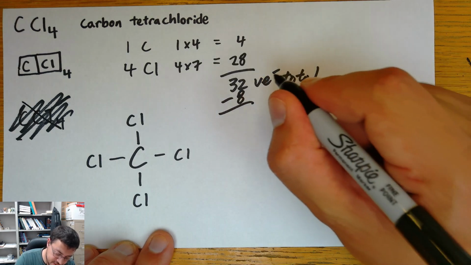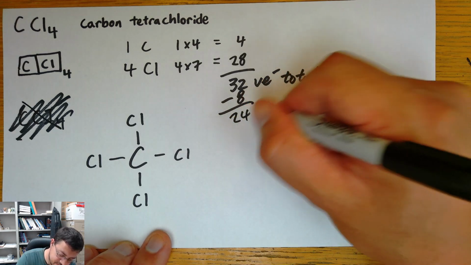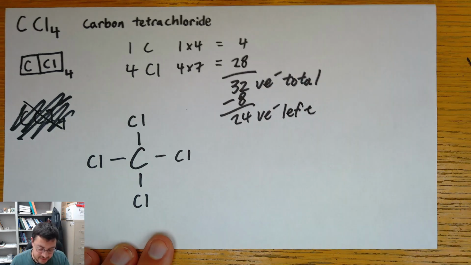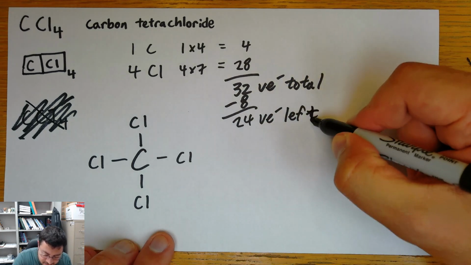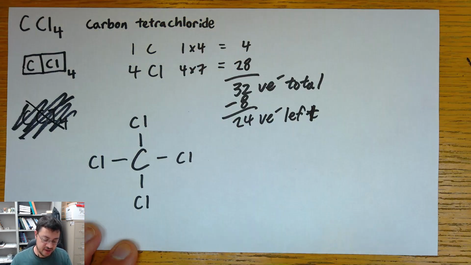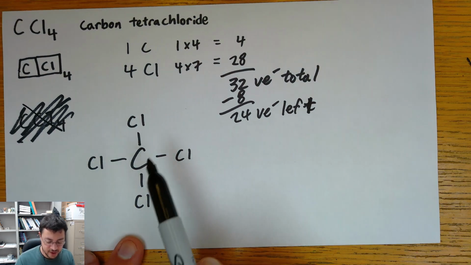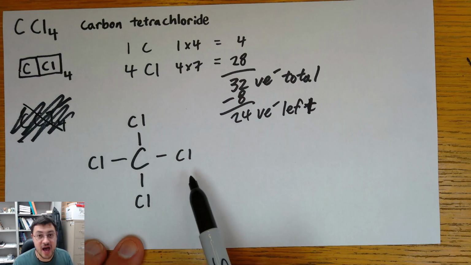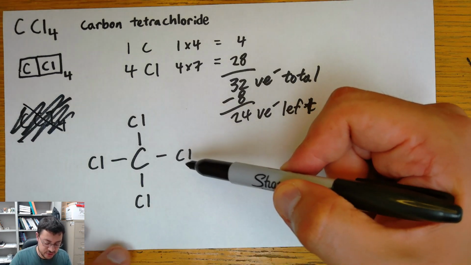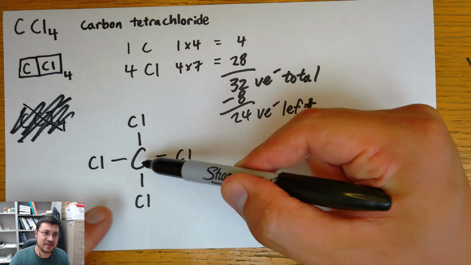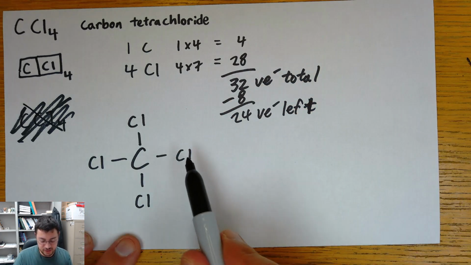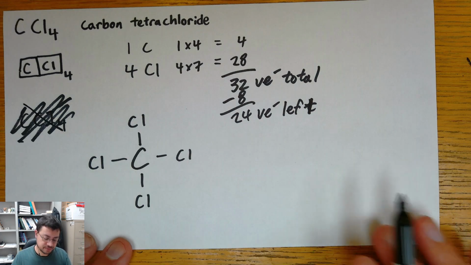32 minus 8 is 24. We have 24 left. That's a T. All right, we go to the outside and then we look in. This is the first example where we have outer atoms that are not hydrogen. In the previous examples, we were used to going kind of straight to the inside because we had hydrogens. Not this time. We go outside, then we go inside.